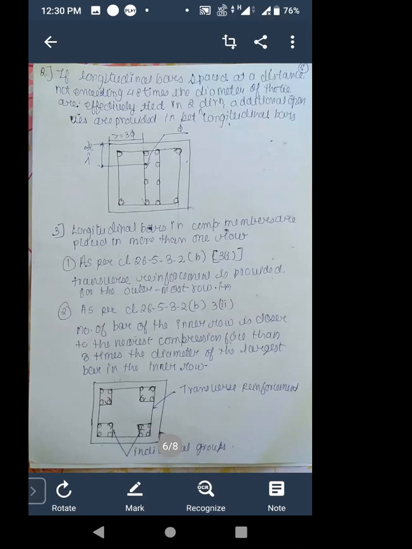If the spacing is greater than 75 mm, or if it is greater than 48 times the diameter of the tie, then you have to provide the tie as well as additional open ties. Third one: longitudinal bars in compression members placed in more than one row. If your longitudinal bars are placed in more than one row, with a number of rows provided.